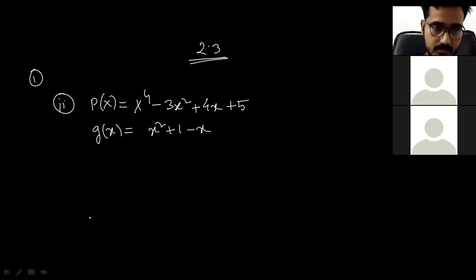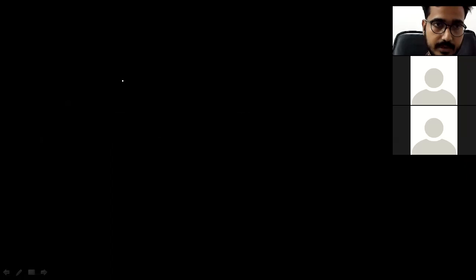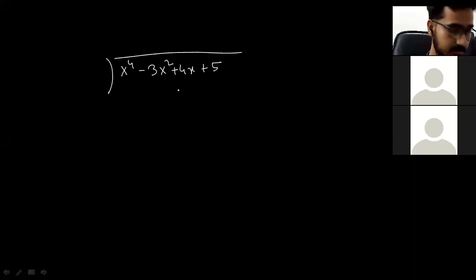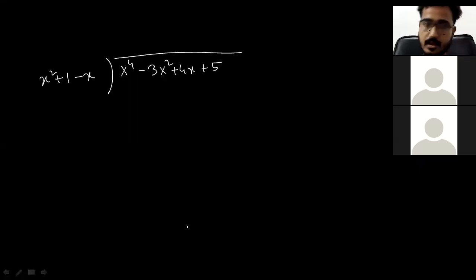So write down the question. You have to divide px. So what is the px? Px is given as x to the power 4 minus 3x square plus 4x plus 5. And to divide this px by gx, and gx is given as x square plus 1 minus x. So first, how many times will you divide x square?